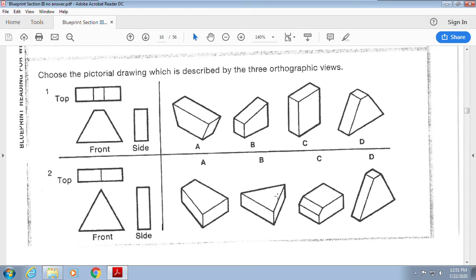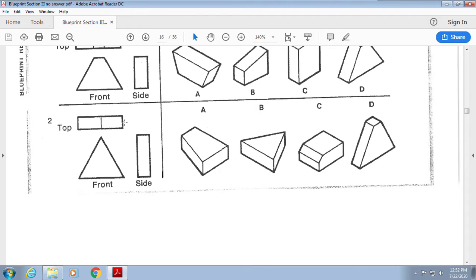Now, this is where nomenclature really messes people up. Just because it says front or side, it's not always the front and the side that we think it is. This is the front or the side that the engineer or the person drawing the blueprints thinks should be the front or the side of the part. So remember that. Don't let it confuse you. Top, front, and side. What does my top look like? What does the front look like? And what might the side look like?